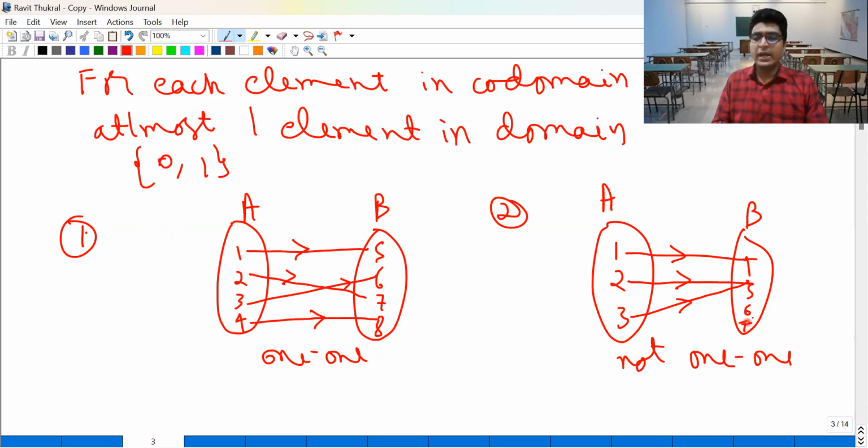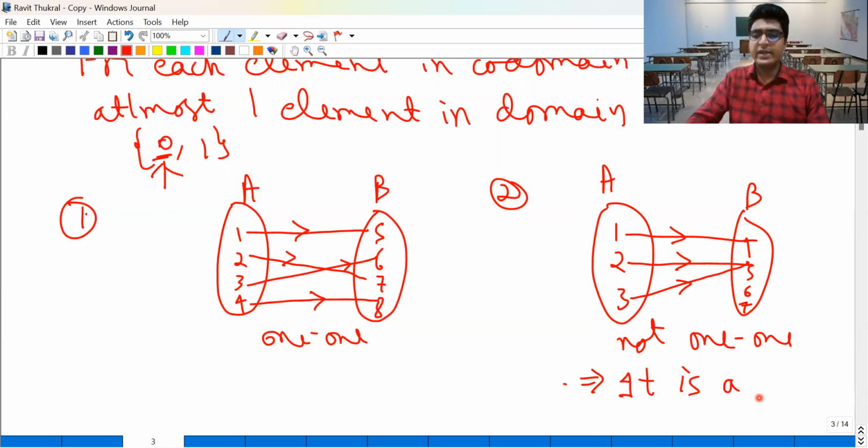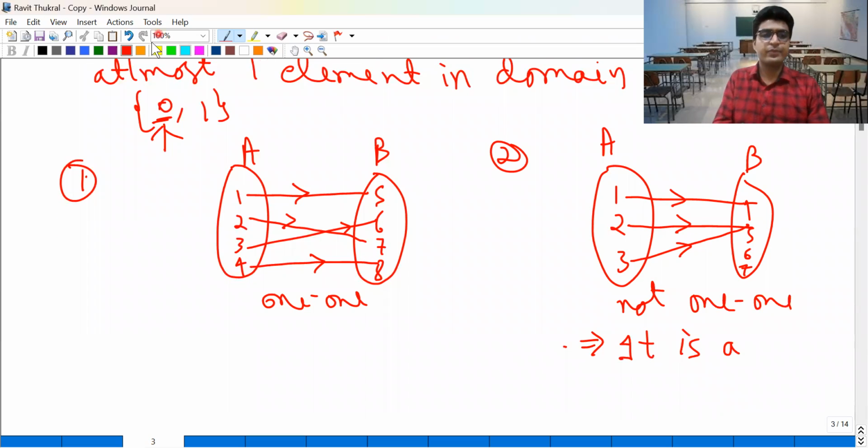And for 6, it is satisfied because it is not associated to any element in the domain, which is fine because it can have 0 associations as well. 7 is not connected to any element in the domain, so again satisfied because 0 is part of the definition. So it is not 1-1. So a function which is not 1-1 is a many-one function. It is a many-to-one function.